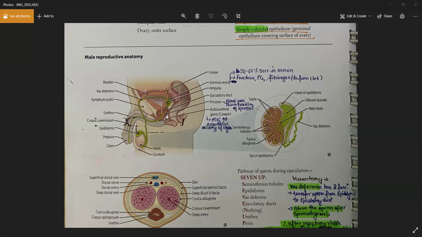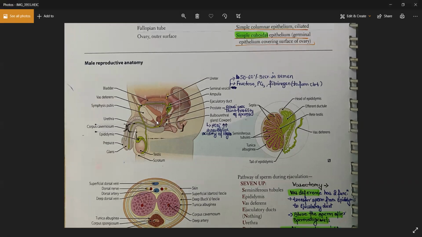And does anyone remember the female analog of the bulbourethral glands? Bartholin. The Bartholin. Both start with the letter B. And the analog of the prostate gland? You can easily see that this prostate is present around the urethra, right? Urethral and paraurethral. So periurethral glands, right? Yes. So the female analog of the prostate gland is the periurethral glands.